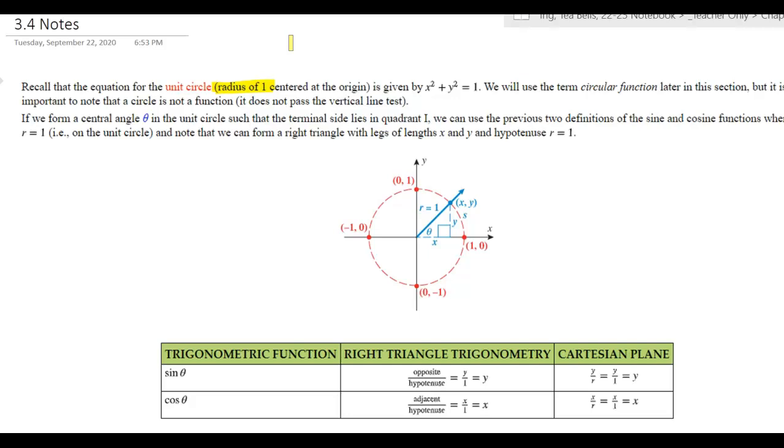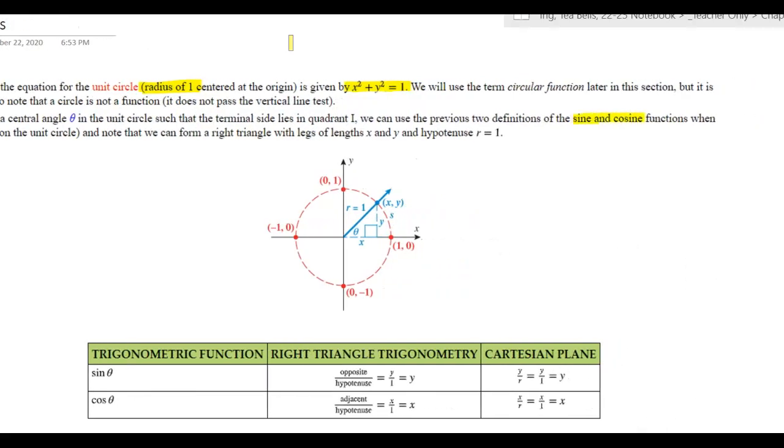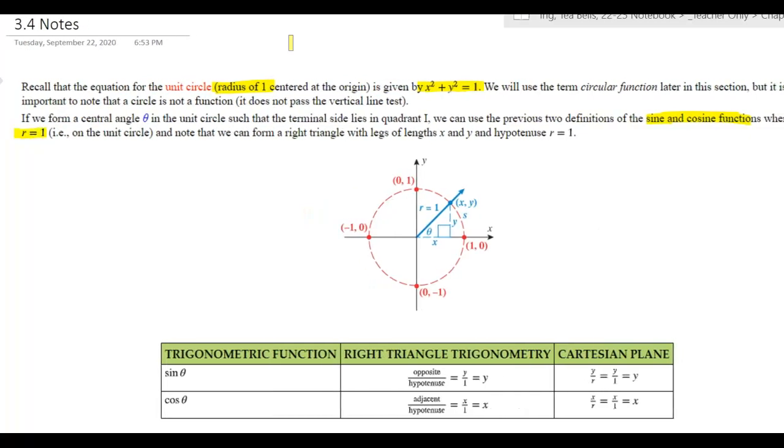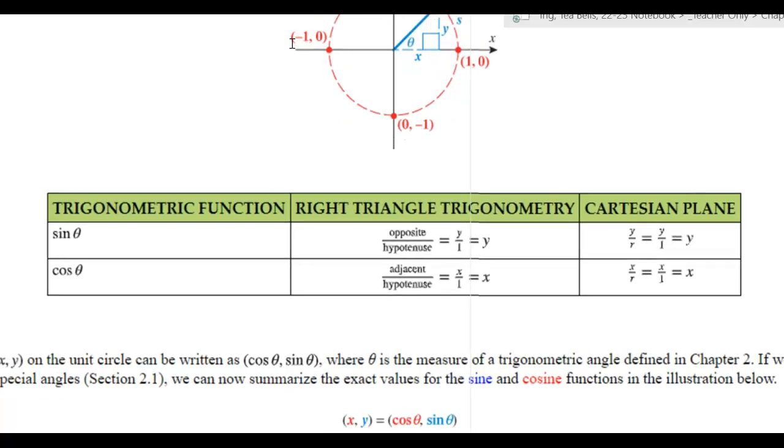We still have a radius of 1. Our x squared plus our y squared still has to equal 1. We still have our sine and cosine functions when r equals 1. And then we are still forming a right triangle with legs x and y and our hypotenuse r. So this figure has not changed since we originally started talking about our unit circle. Okay, we still have our radius, which is our hypotenuse, still equal to 1. And then we're looking at the x and y coordinates to form the other sides of the triangle. So nothing new there.